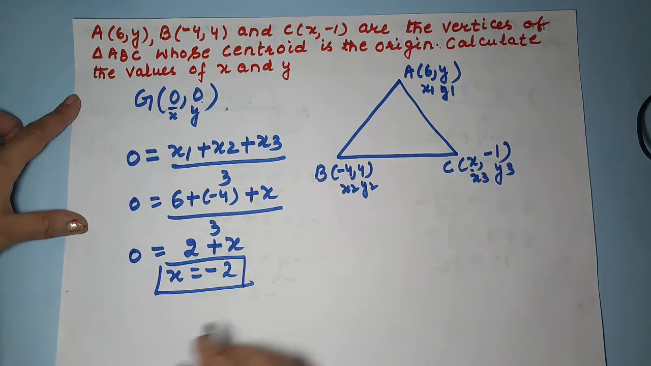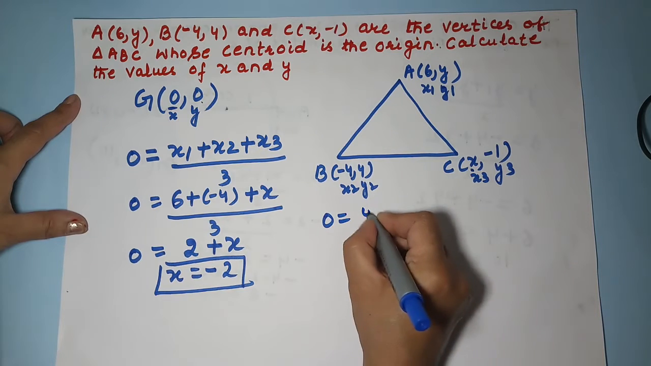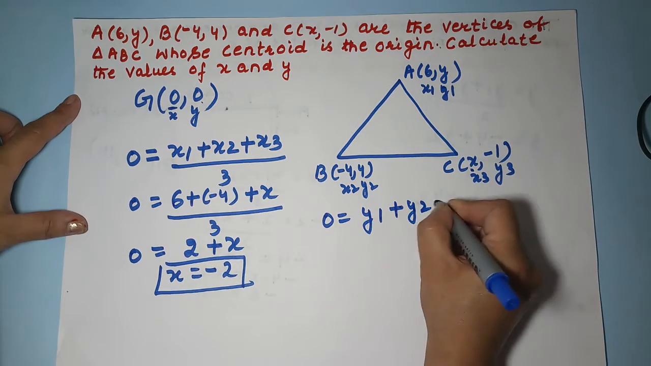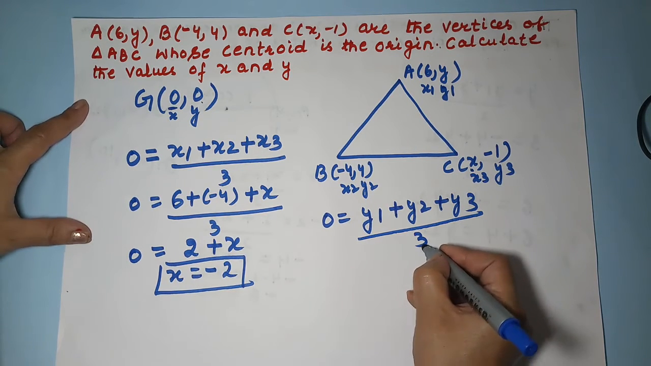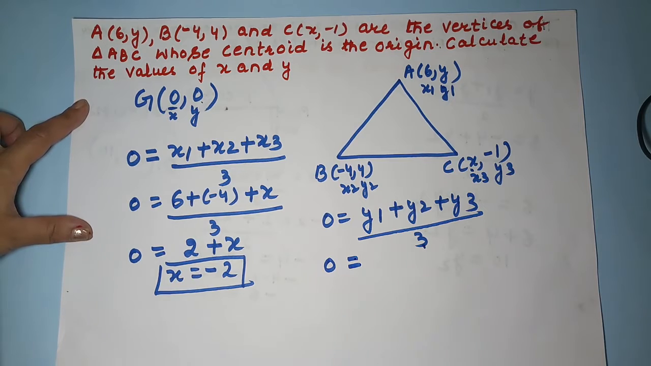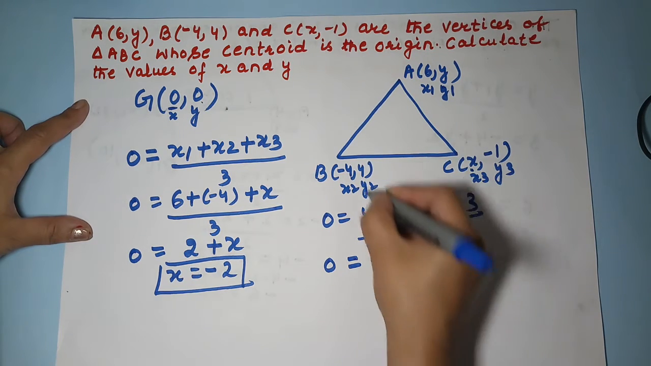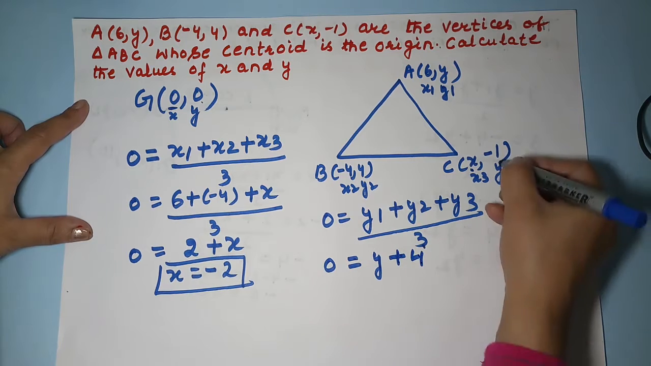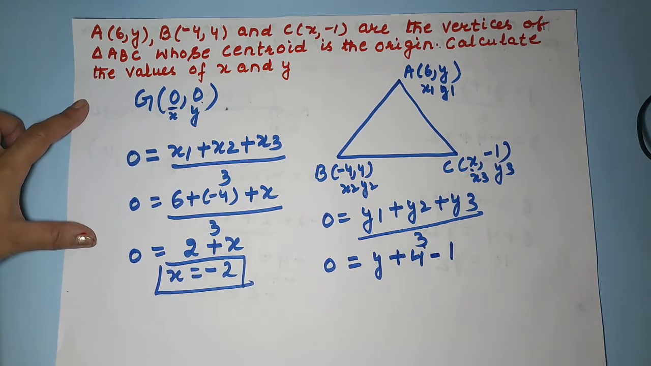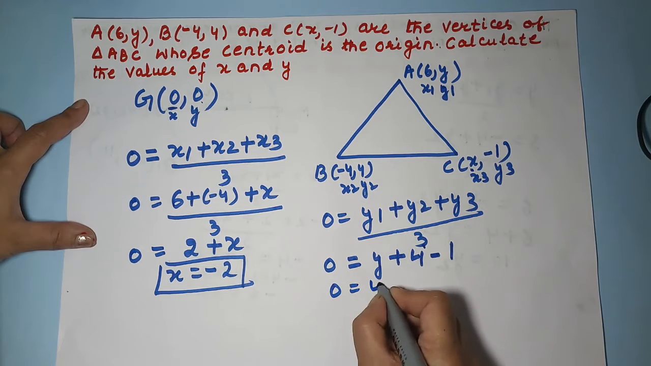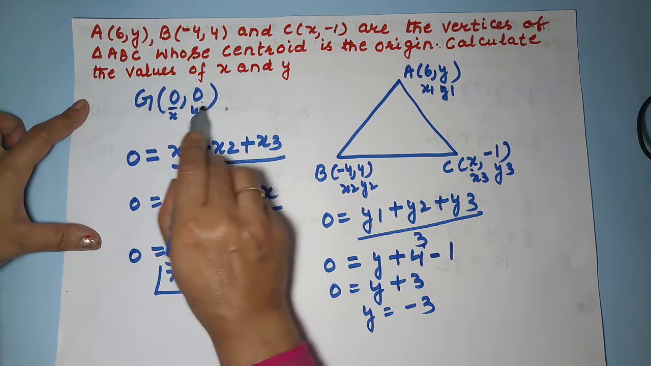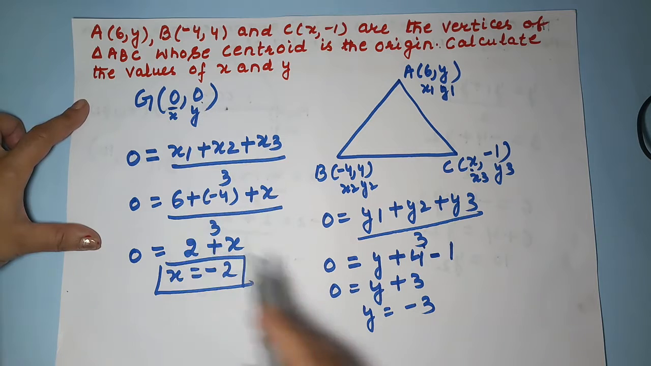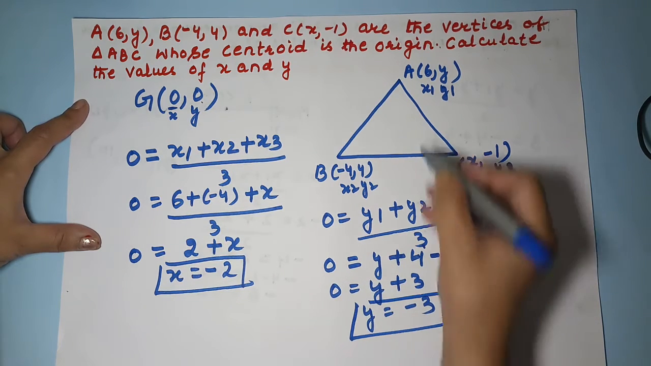Similarly, for the y coordinate, 0 is equal to (y1 + y2 + y3) divided by 3. Right? So if this 3 goes here, it will become 0. Now what is my y1? y1 is y. What is my y2? Plus 4. And this is -1. So 0 is equal to y plus 3, as 4 minus 1 is 3. So what is your y? -3.